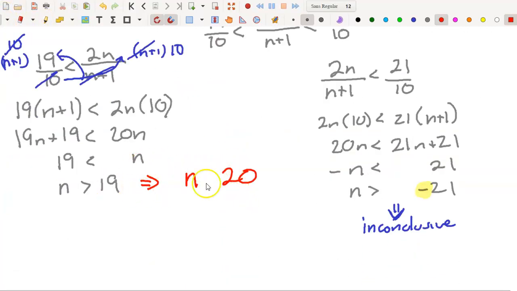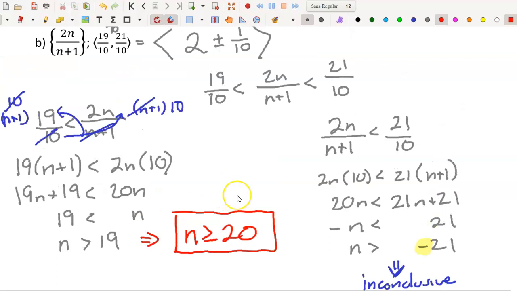So that would be starting with 20, right? n equal to 20, but also everything bigger than that. Greater than or equal to 20. So slightly different directions, right? Makes a difference, right? So the answer here is n is greater than or equal to 20. So starting with the 20th term and everything after that are all inside the neighborhood.